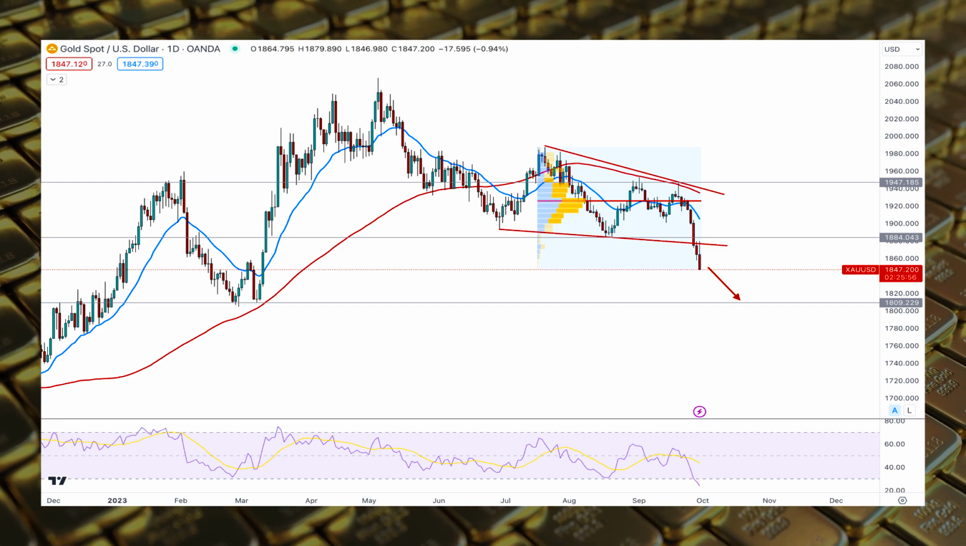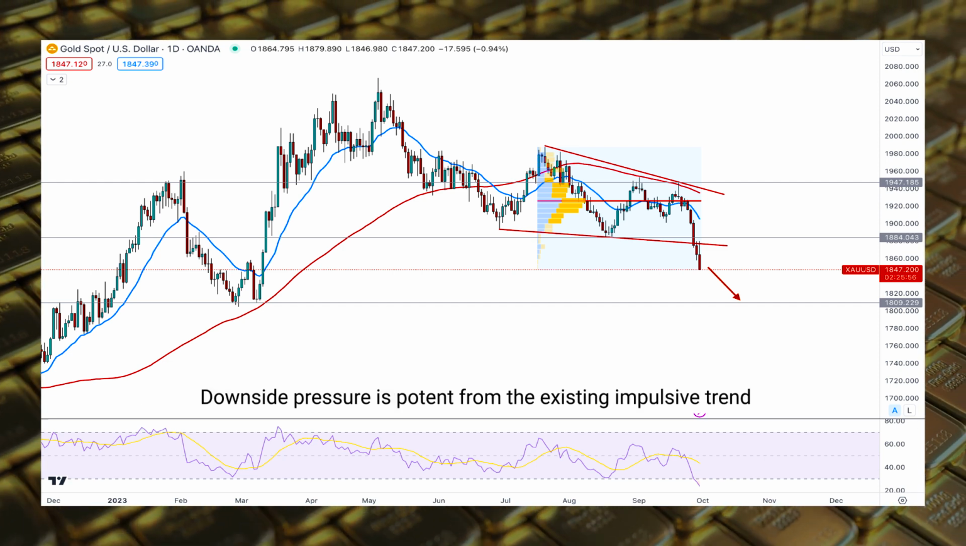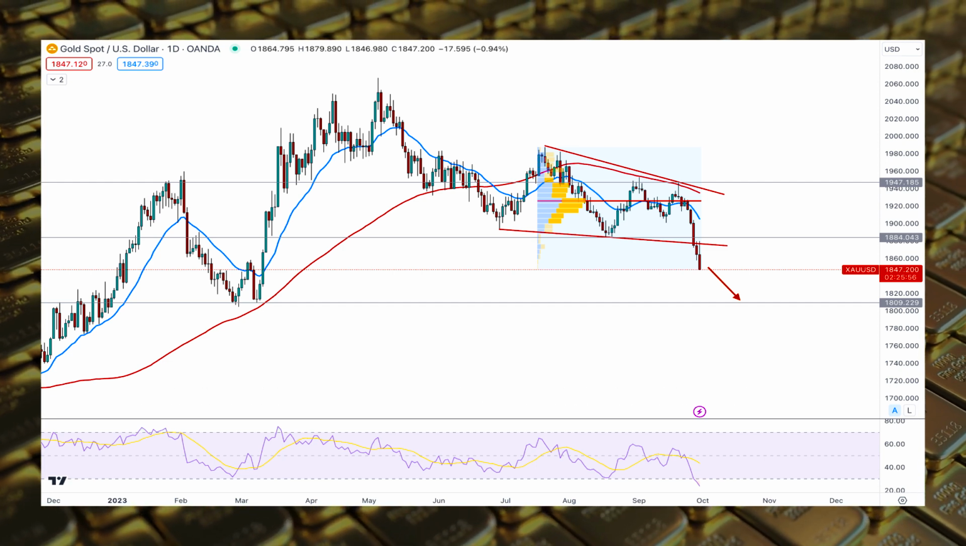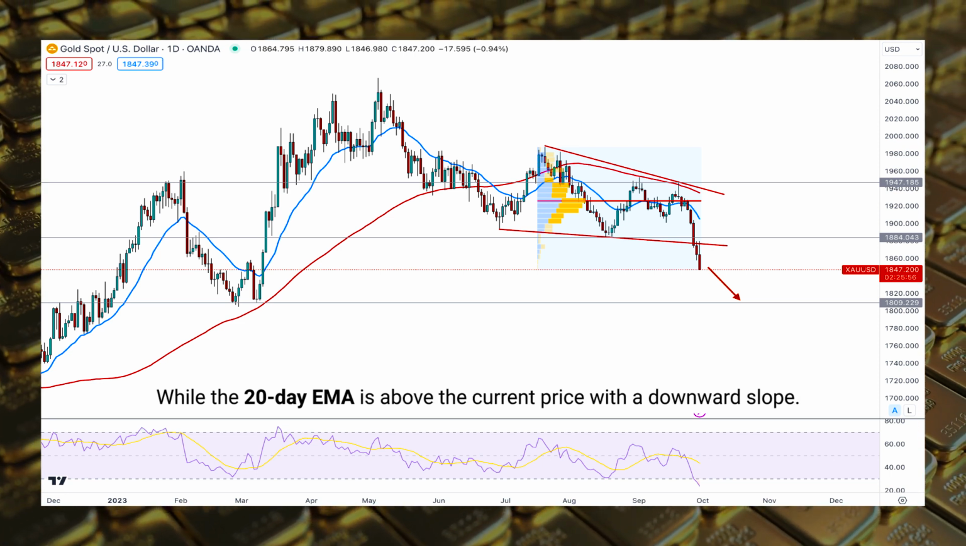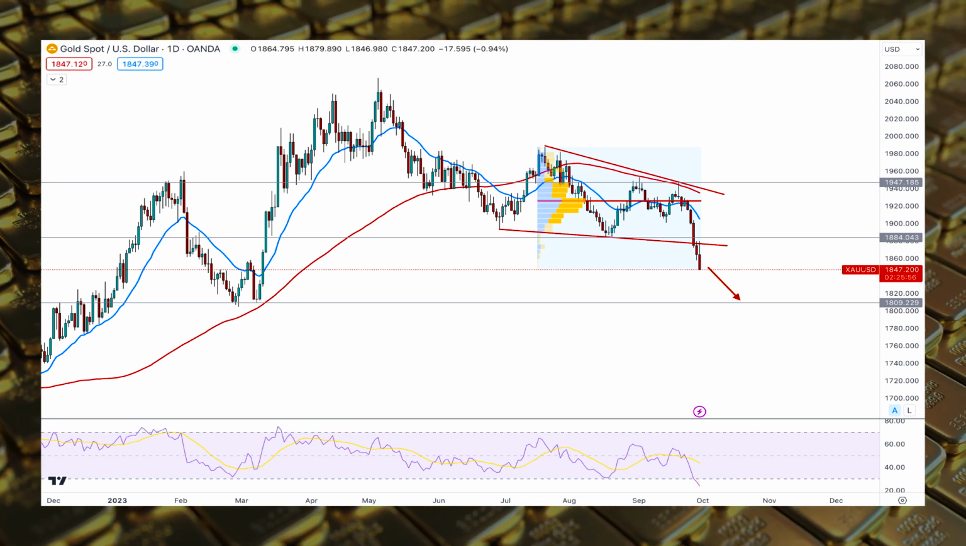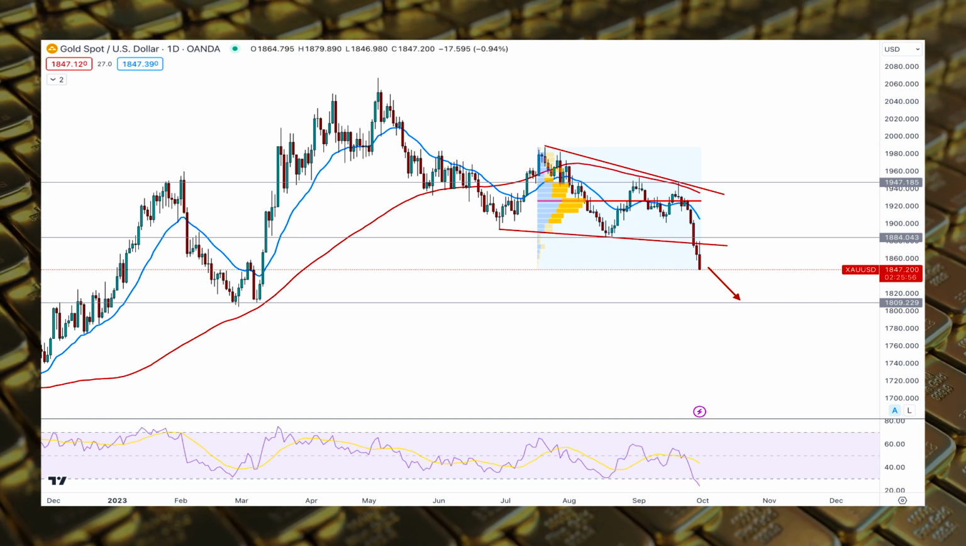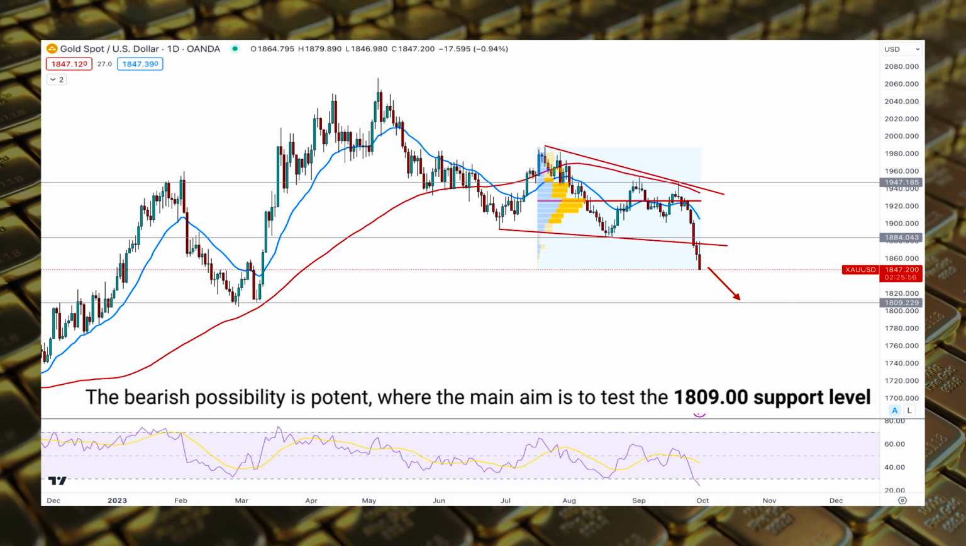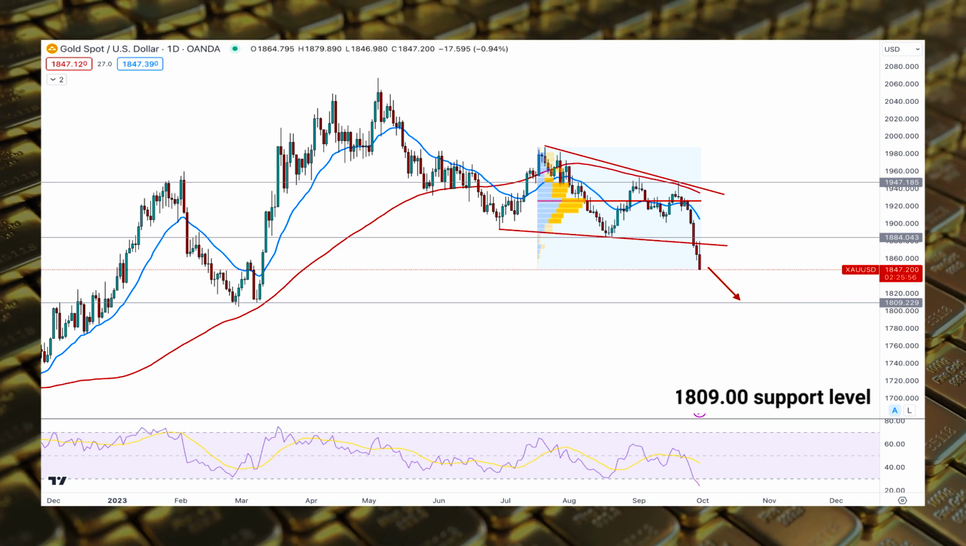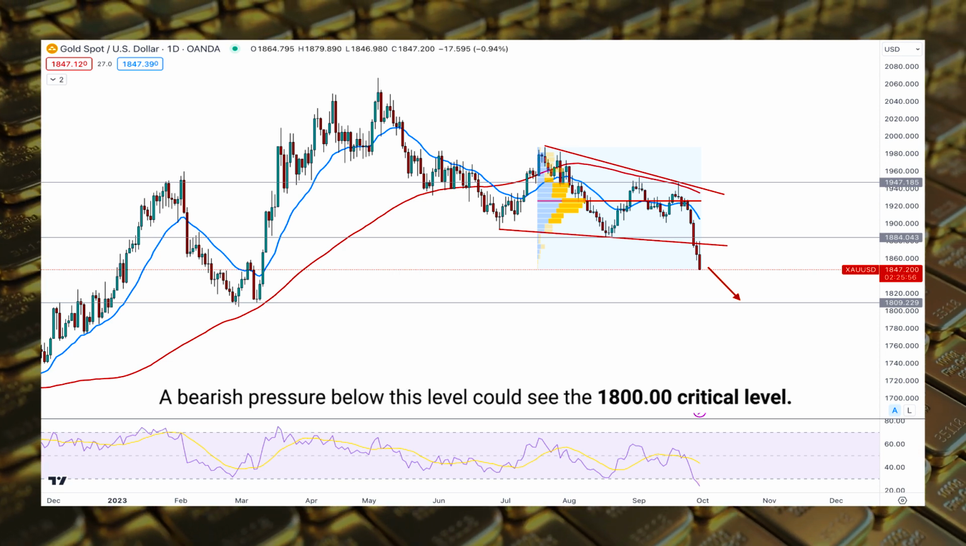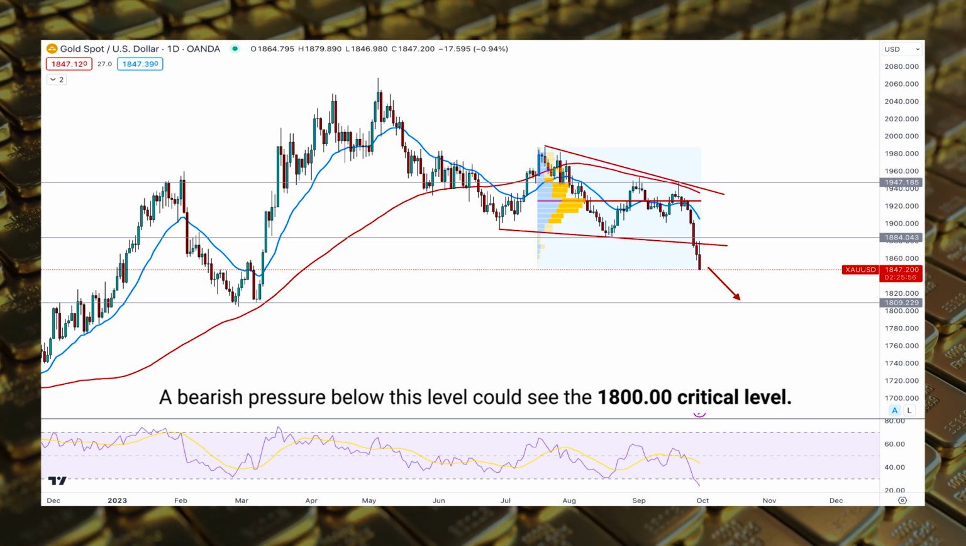continuation. In the daily chart, downside pressure is potent from the existing impulsive trend, while the 20-day EMA is above the current price with a downward slope. In this context, the bearish possibility is potent, where the main aim is to test the 1809 support level. Moreover, a bearish pressure below this level could see the 1800 critical level.